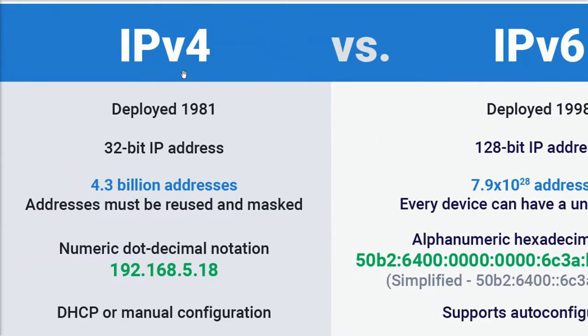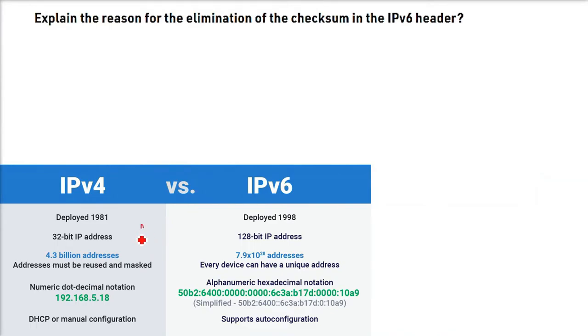Let me tell you the numbers, how many machines 32 bits can address. 2 to the power 32 minus 1, so this will be 4.3 billion addresses. 128 bits is a huge number: 2 to the power 128 minus 1, that is 7.9 times 10 to the power 28 addresses. You can imagine. Also, IPv4 uses DHCP or manual configuration, while IPv6 supports auto configuration.